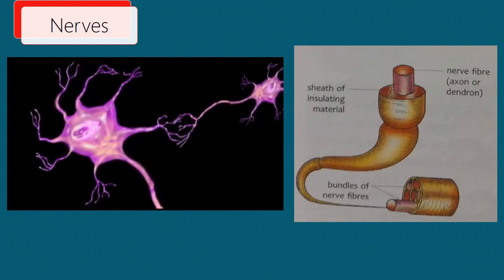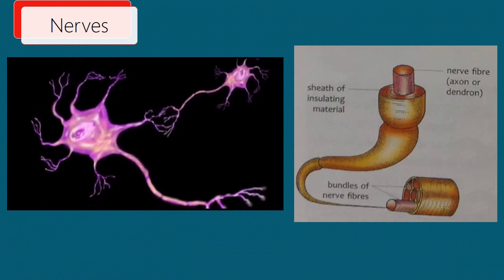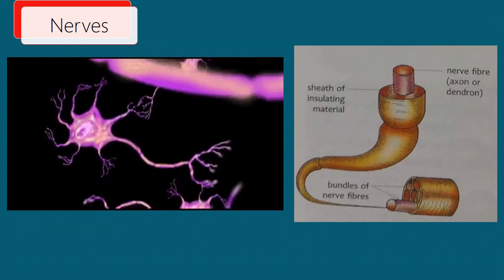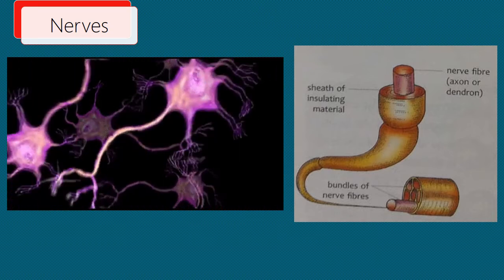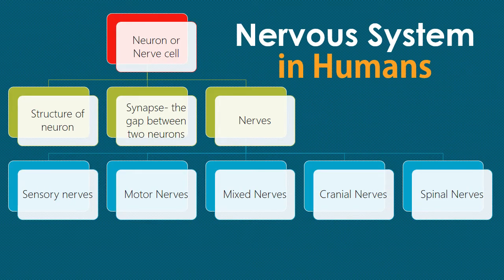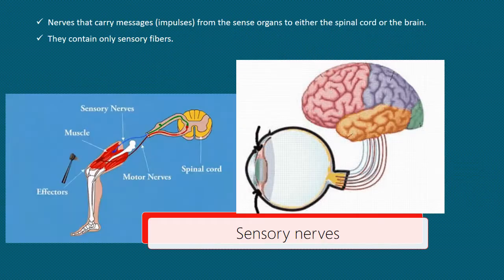Next, nerves. Nerve cells or neurons are joined end to end forming a nerve. A nerve consists of a cord-like structure with a number of nerve fibers bundled together like the strands of a telephone cable. Now we saw the nerve cells, the structure of neuron, synapse and the nerves. So then we have the classification of nerves, that is sensory nerves, motor nerves, mixed nerves, cranial nerves and spinal nerves. Let's see all these nerves one by one.